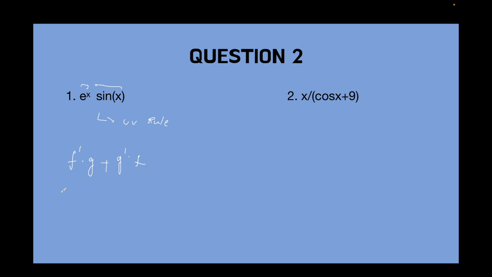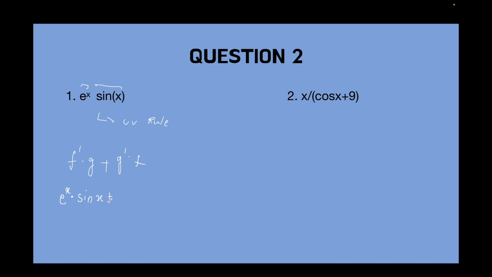Okay. Now, what is the first function? e to the power x. Now, differentiate e power x. What is the differentiation of e power x? e to the power x. Keep the sign as it is. The second function, what is its sign? Keep the sign as it is.